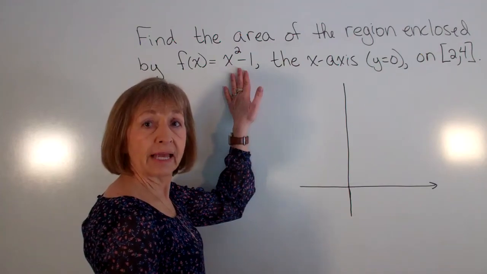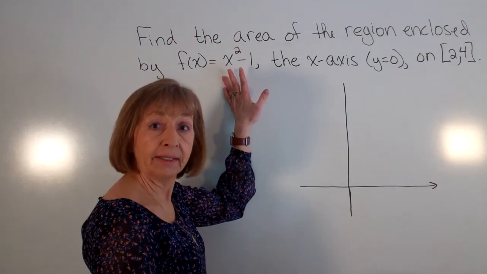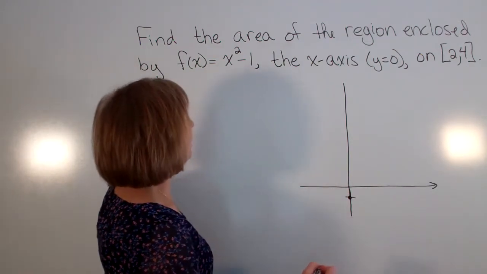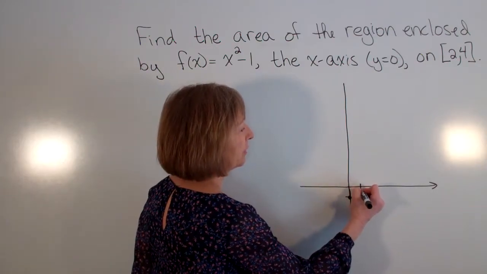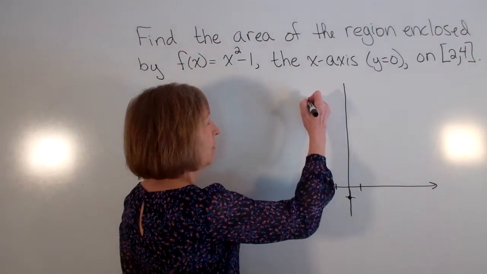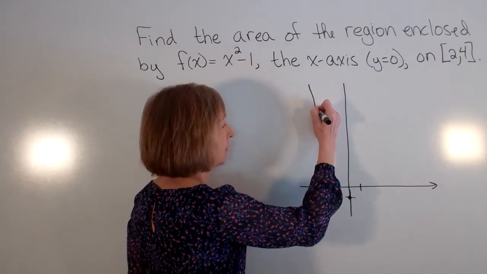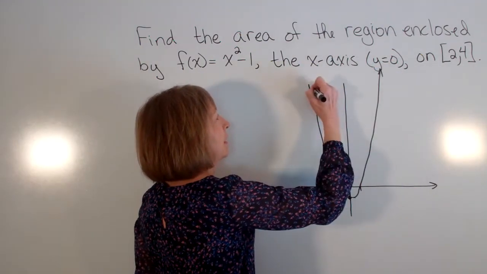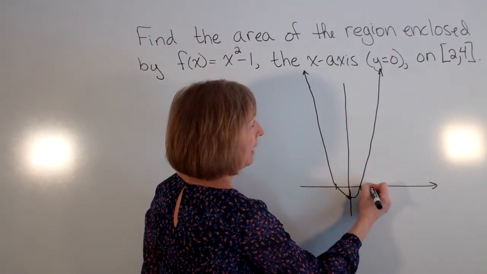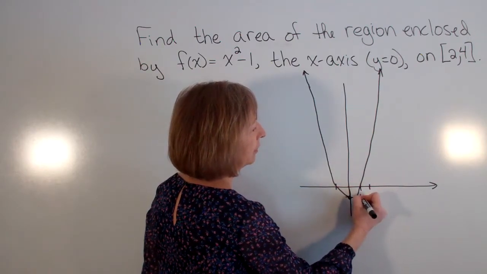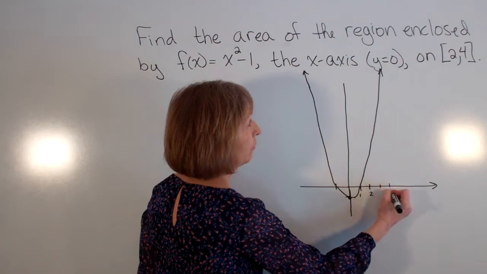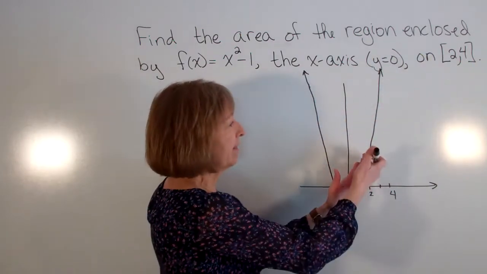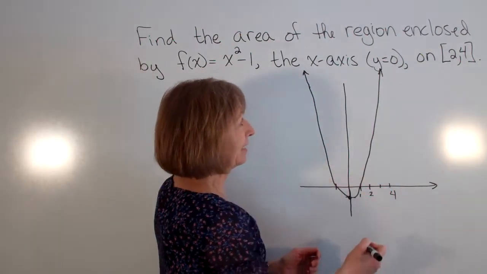So f of x equals x squared minus 1 is a parabola pointing up with its vertex at 0, negative 1. And then it also has x-intercepts at plus 1 and minus 1. So I have my parabola that looks like this, and my interval is from x equals 2 to x equals 4. So over this interval from 2 to 4, this graph is above the x-axis.